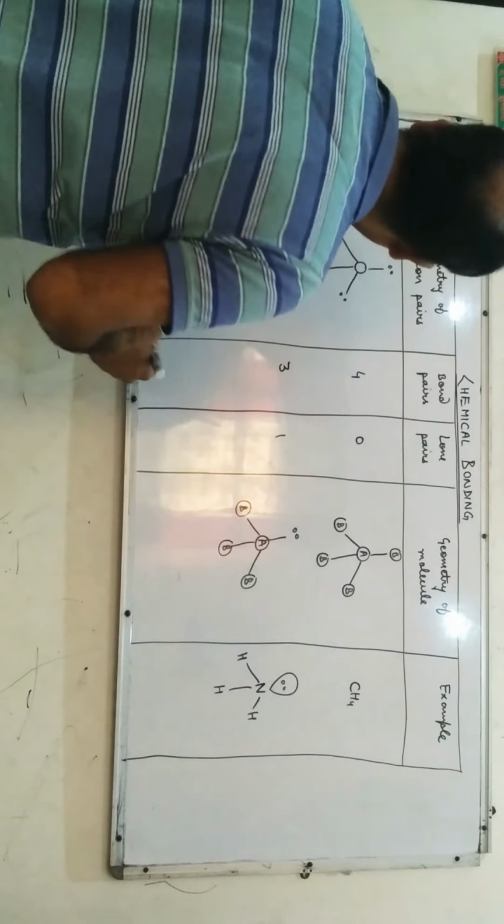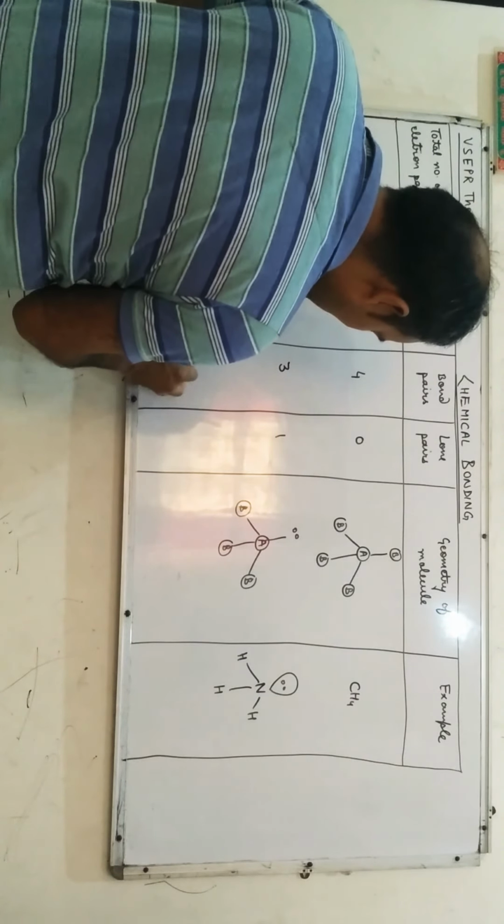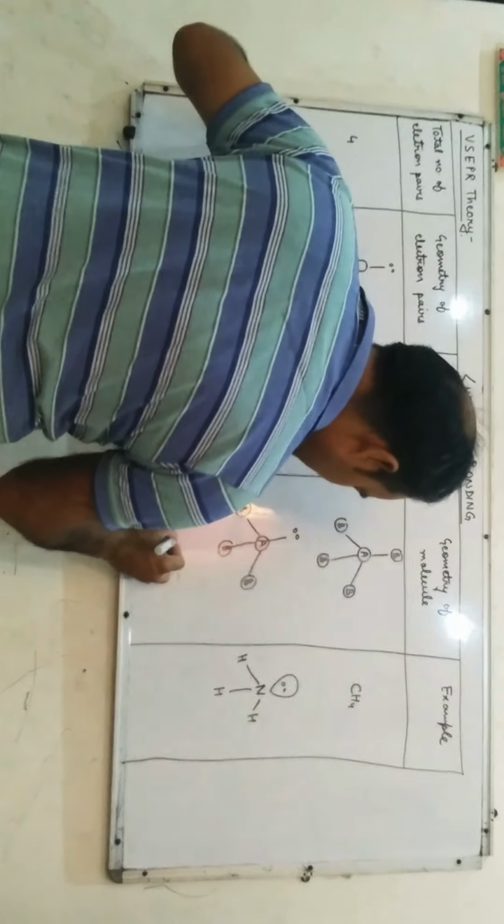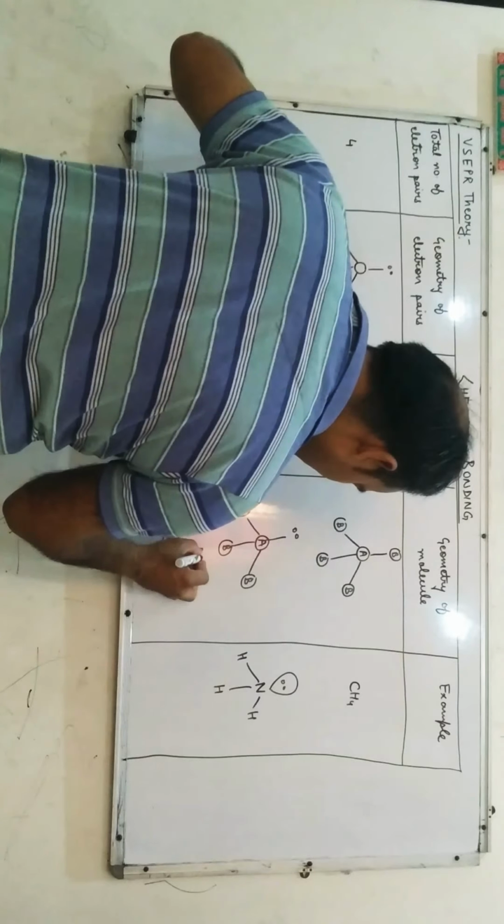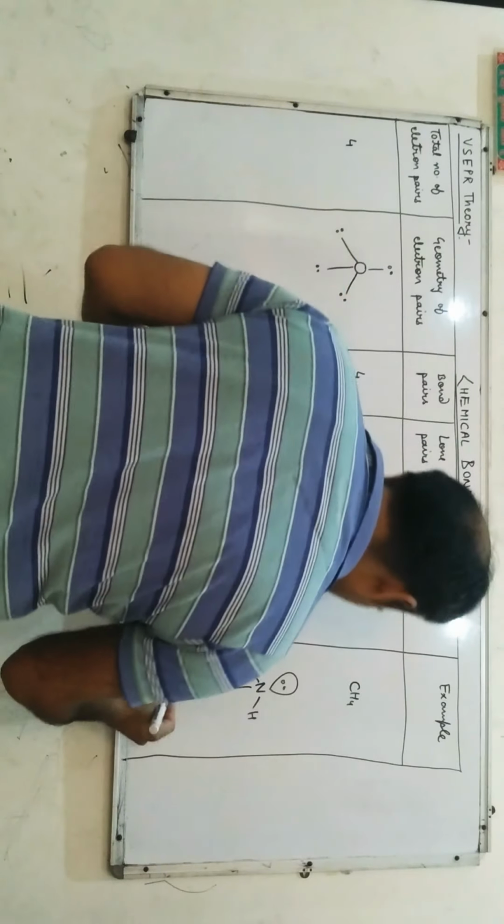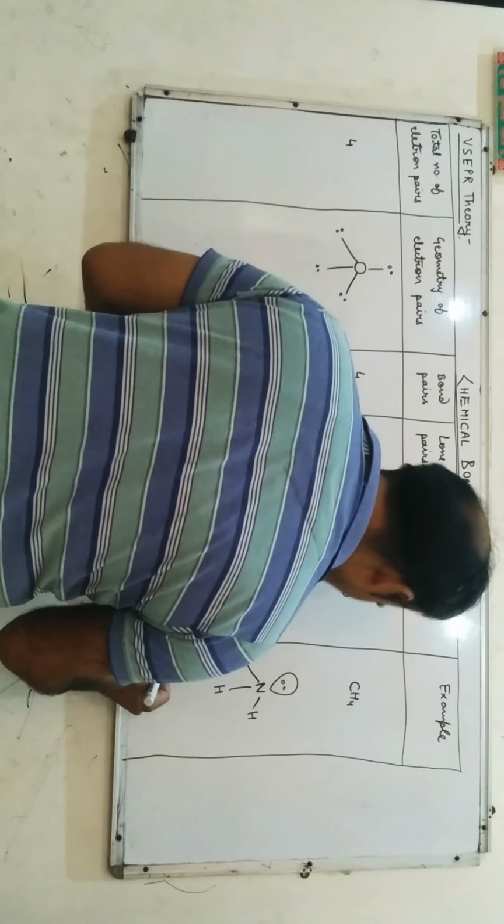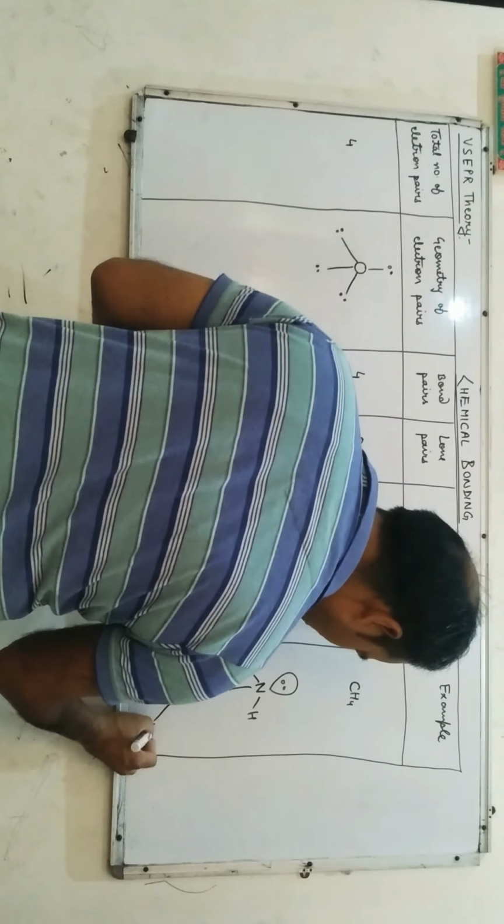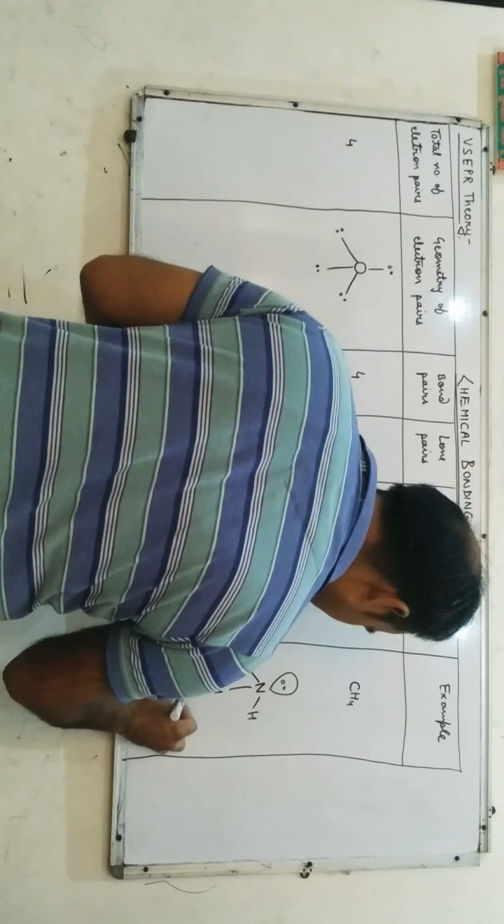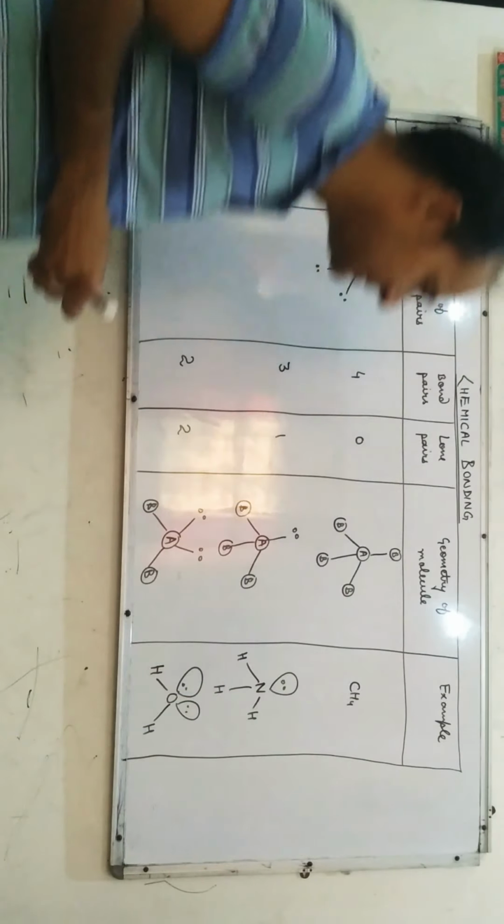Now if total number of electron pair 4, bond pairs are 2, lone pairs are 2, the shape of molecule is illustrated by this manner. Here the 2 bond pair, 2 lone pair. The shape of molecule is bent and the example is water.